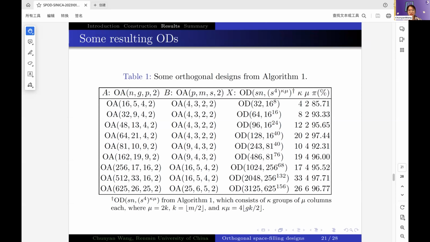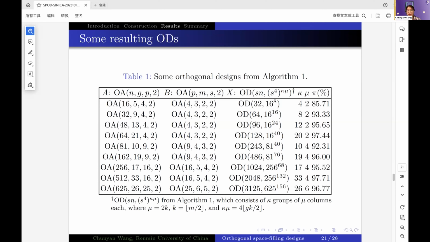Table 1 shows the designs we can obtain from algorithm 1. Based on the source designs A and B, there are two types of orthogonal arrays. Based on A and B, we can get design X. Design X is a column orthogonal design with desirable space filling properties.